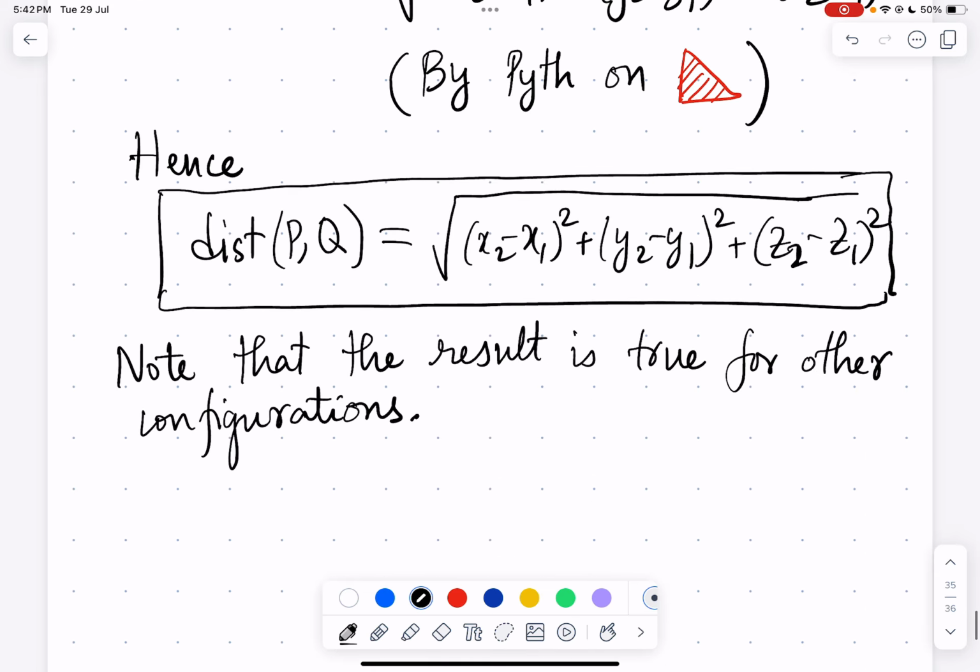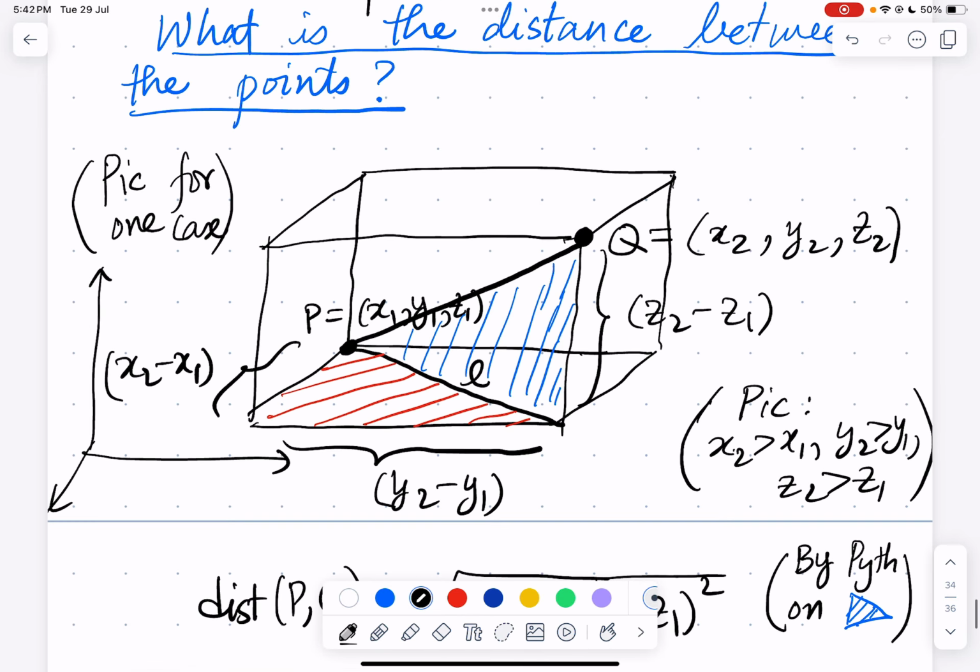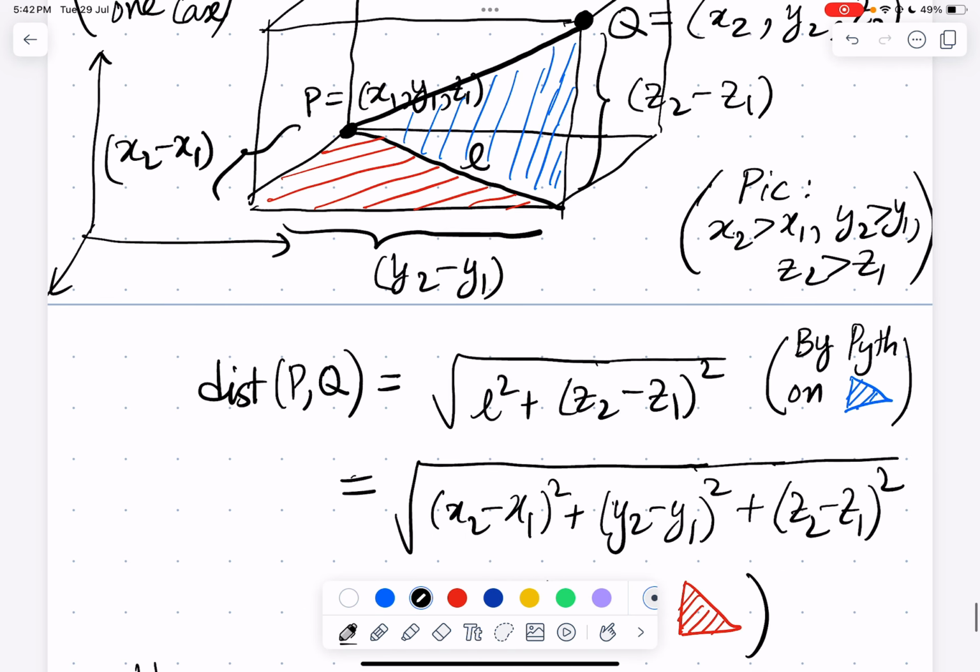We can see that the result is still true for other configurations, because at the end of the day, you are squaring the difference in the coordinates, and whether it's x2 minus x1 or x1 minus x2, it doesn't really matter.